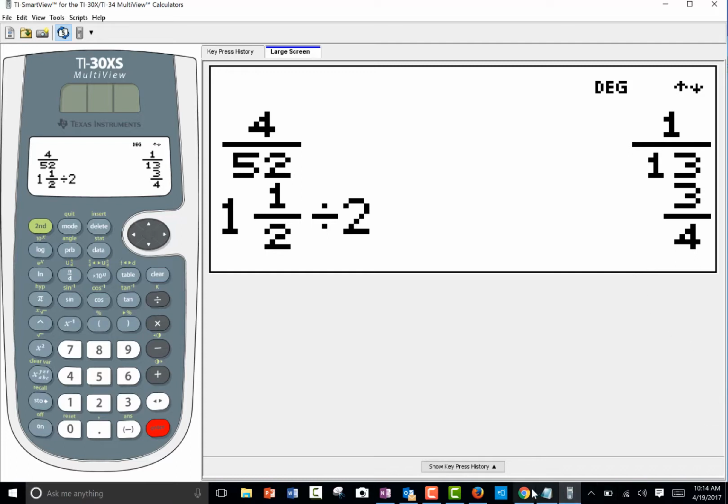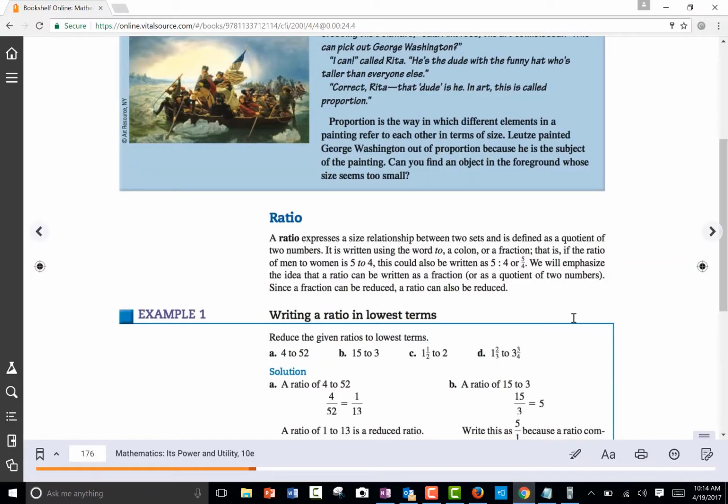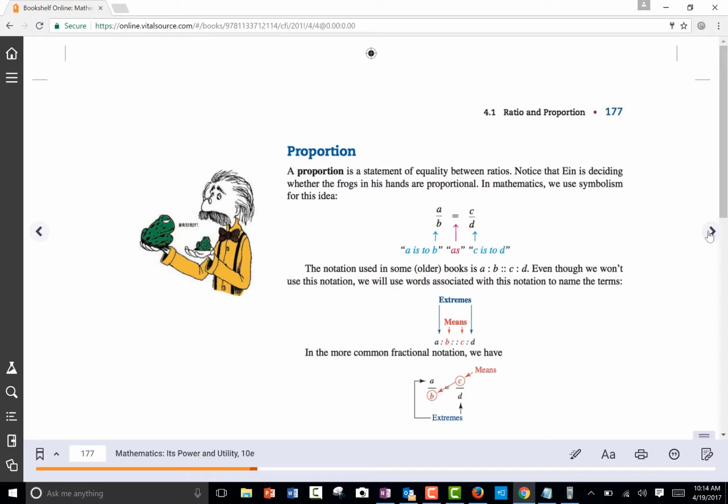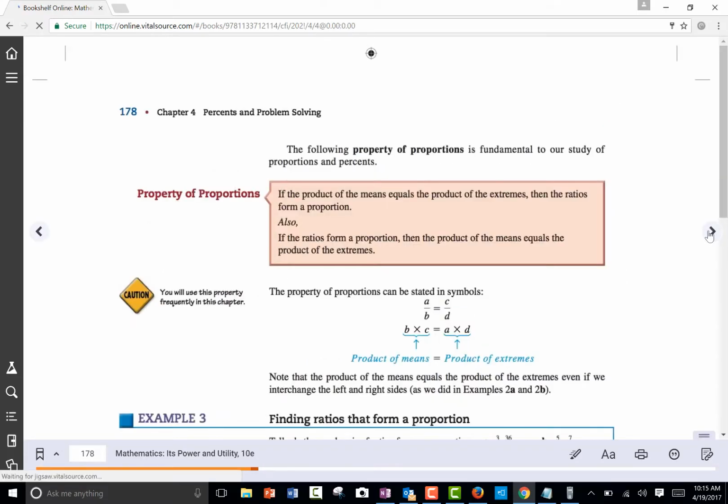So let's go back to our book. Page 177 will be the next page, and it says a proportion is a statement of equality between ratios. So you're going to have two ratios and they need to be equal to each other. If I look at a proportion and I want to make sure that they're equal, I can use the property of proportions, which is on page 178.